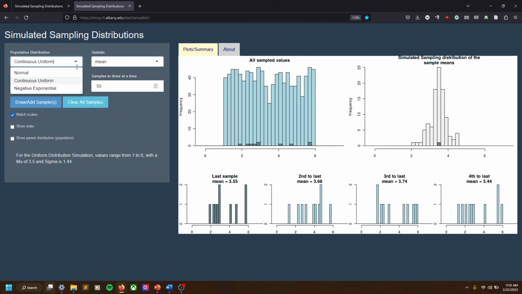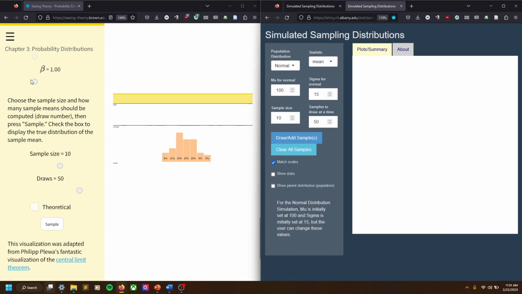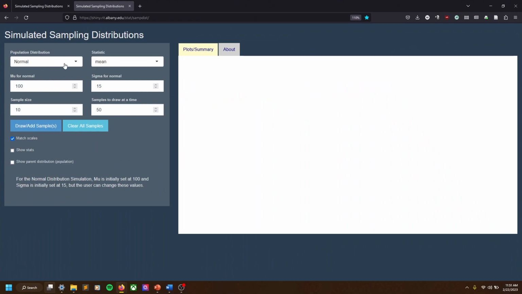And so let's now go to normal. So a normal distribution here is going to be the same as this here, right? So now what we're saying is the population distribution should look like this, right? And then let's just stick to the mean. Mu and sigma, what we're changing there is the population mean and the population standard deviation. And sample size and draws are going to be equivalent.